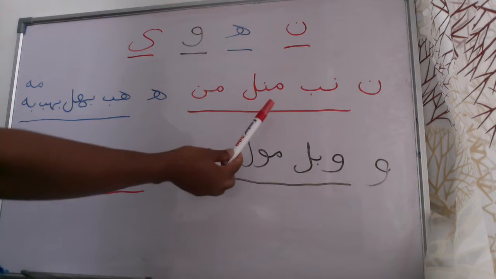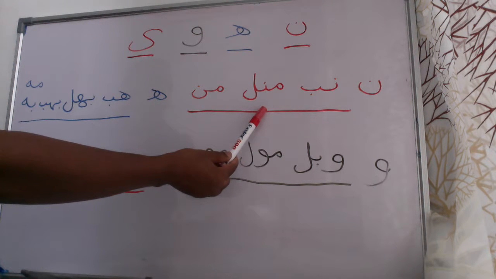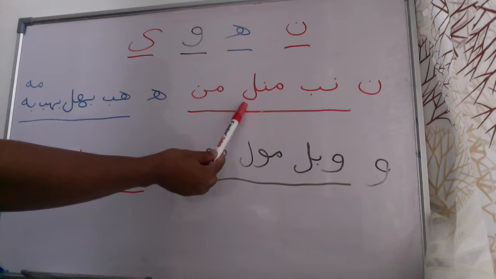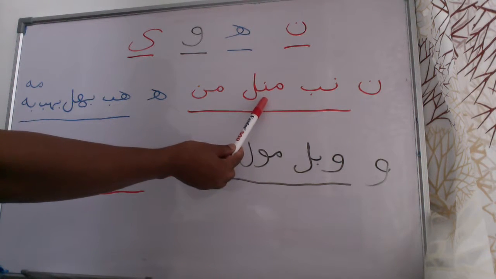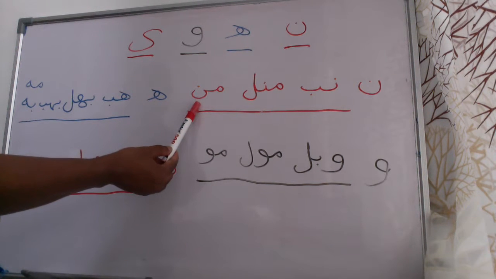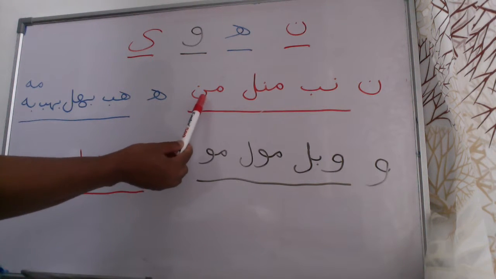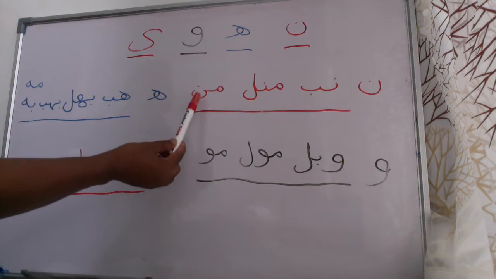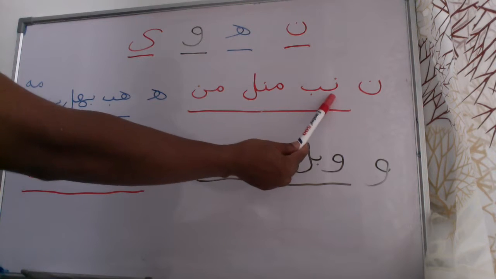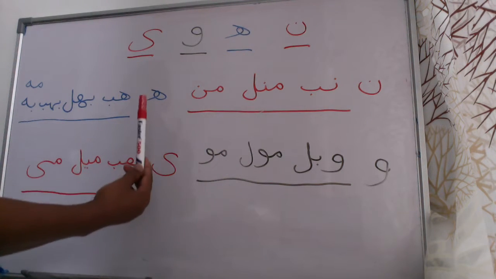Okay, and this is the noon in the middle of a word. It's between the meme and the lam. Again, it looks just like the ba, ta, and tha. And this is the noon as the last letter, so the tail comes back down and around. Okay, noon in the beginning, in the middle, and in the end.